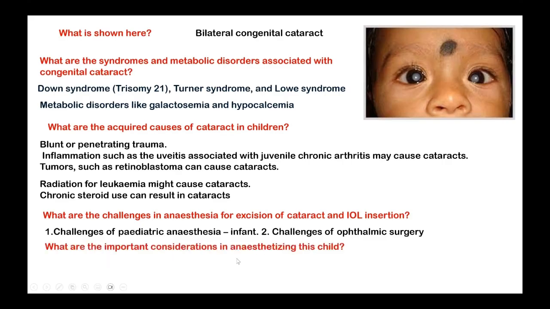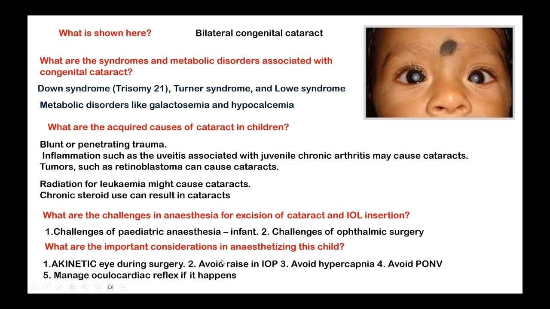What are the important considerations in anesthetizing this child? Separation anxiety. After what age do they develop this separation anxiety? From 6 months to 6 years. Another requirement is a completely akinetic, immobile eye. You must avoid a rise in IOP, avoid hypercapnia, avoid postoperative nausea and vomiting, and manage the oculocardiac reflex if it happens. So these are all the important intraoperative considerations.